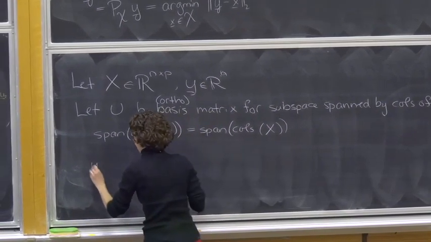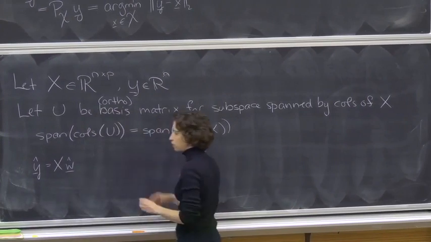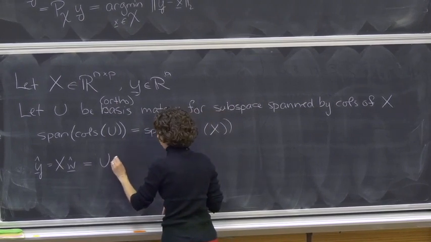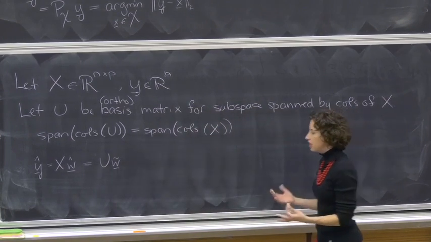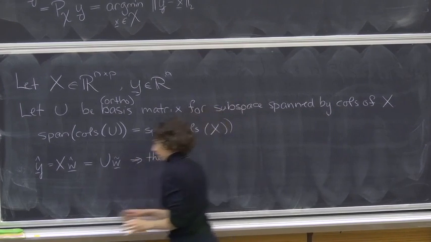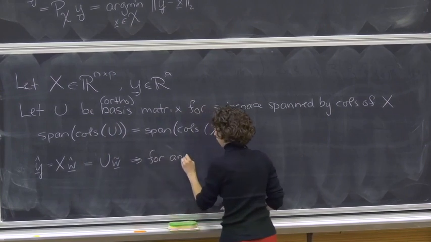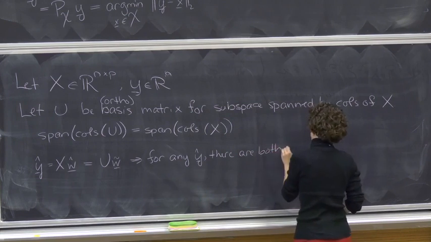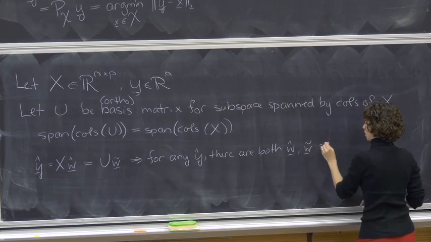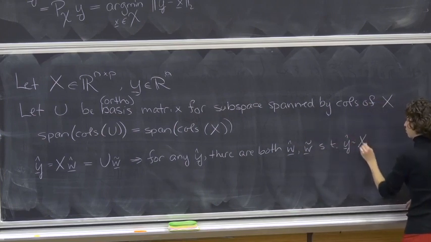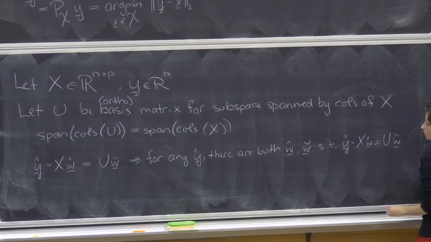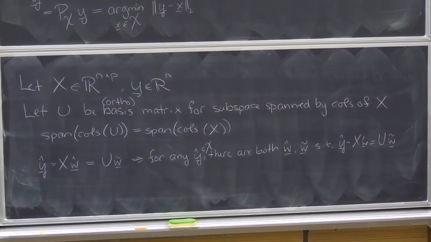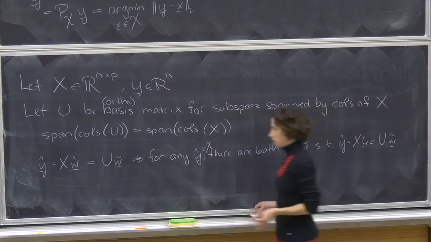So now we could write y hat as being some x times some w hat, right? It's a weighted sum of the columns of X, but it also is a weighted sum of the columns of U. So we could write this as u w tilde, for instance. So for any y hat, there are both the w hat and the w tilde. Those two vectors both exist so that y hat is equal to x w hat, and that's equal to u w tilde. And that's for any y hat in the subspace. So now instead of doing least squares to learn w hat, I can use least squares to find w tilde.